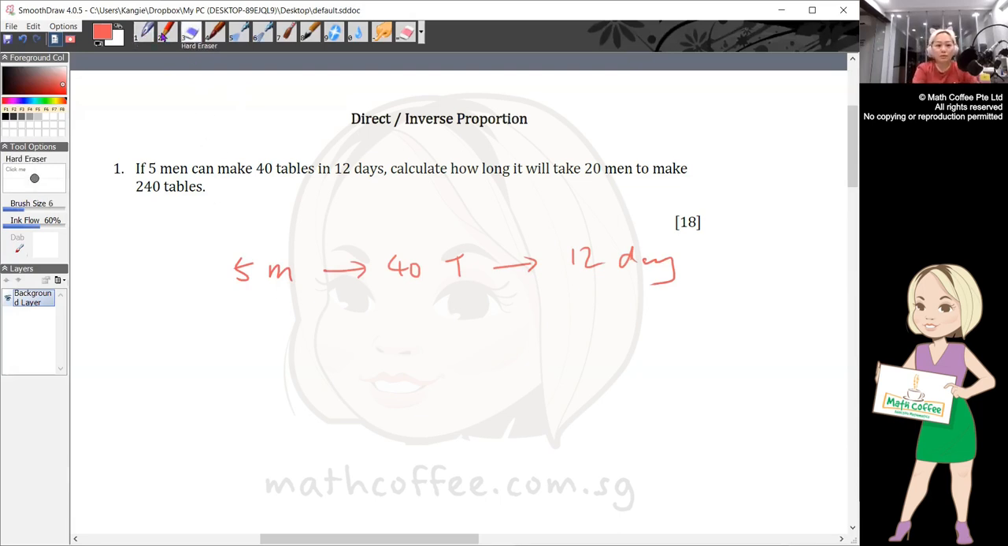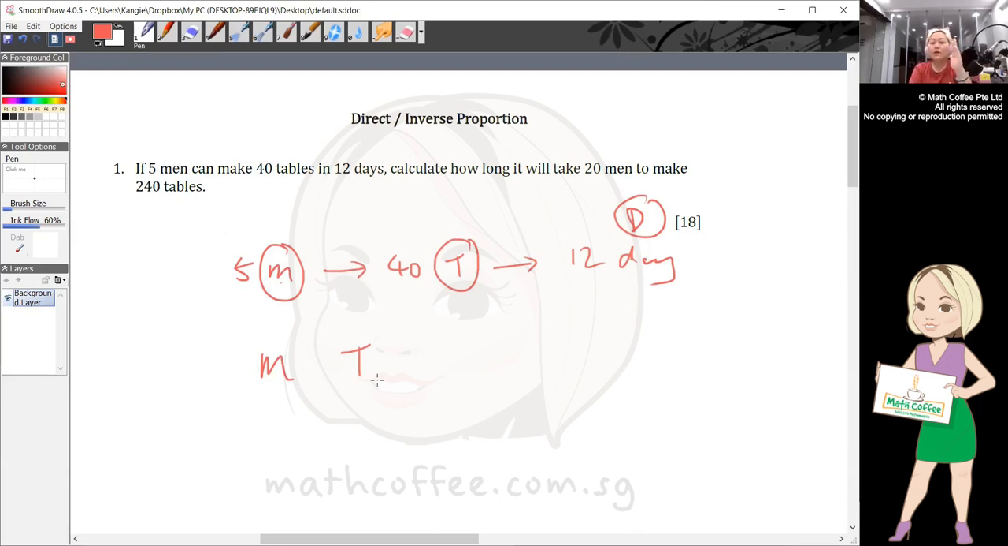So what do I mean by 3 variable? I have M for men. I use T to represent the tables. I use D to represent the days. So I have MTD, so it is called 3 variables. So you have to ask yourself, M and T, are they going to be direct proportion or inverse proportion? You have to ask yourself this question.